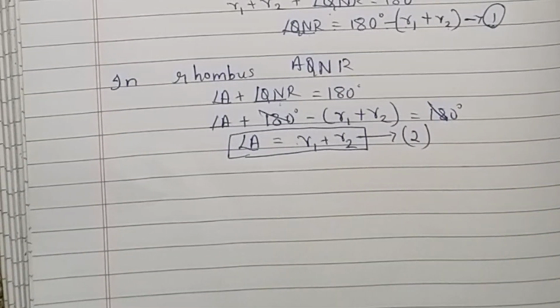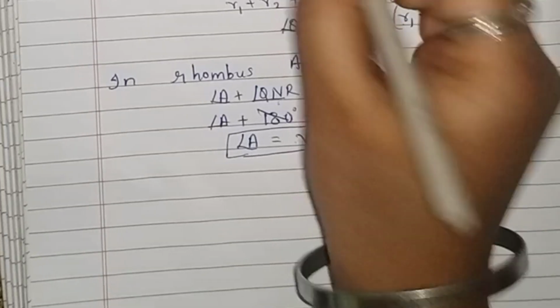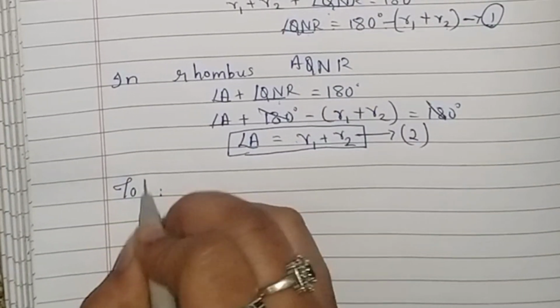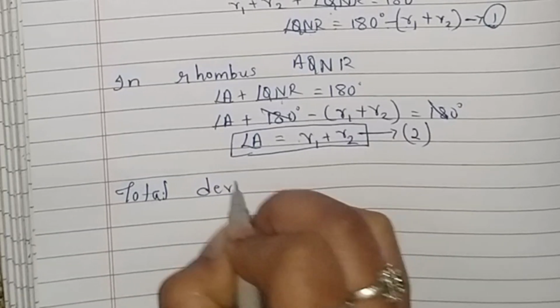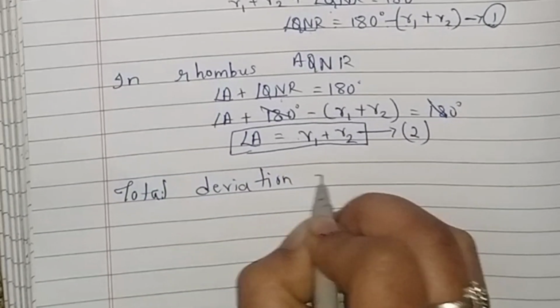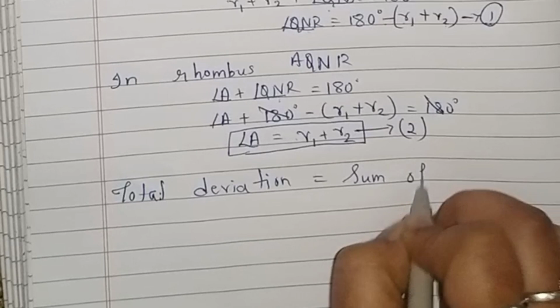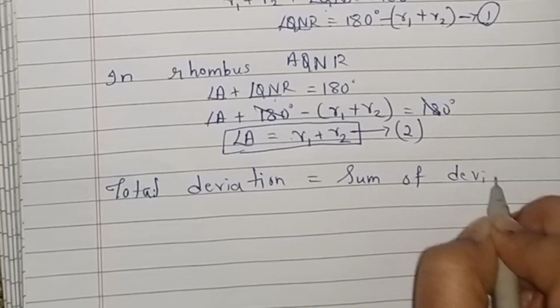Now the total deviation is the sum of the deviations at the two surfaces.